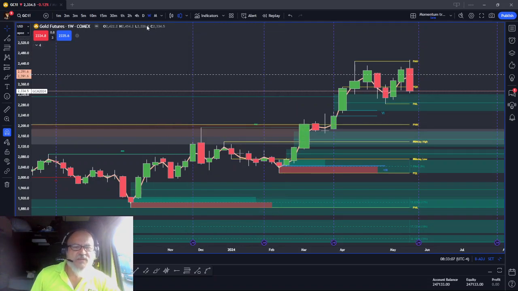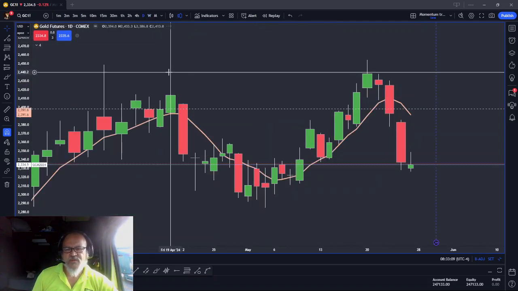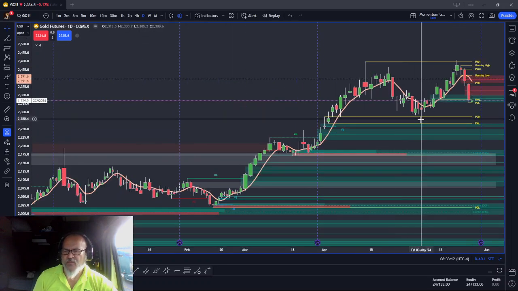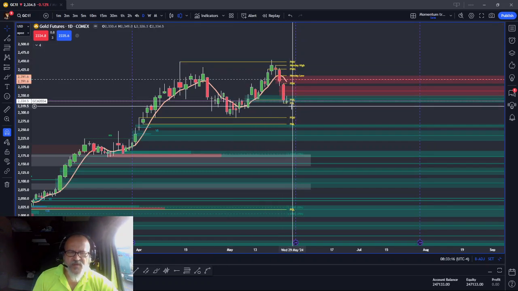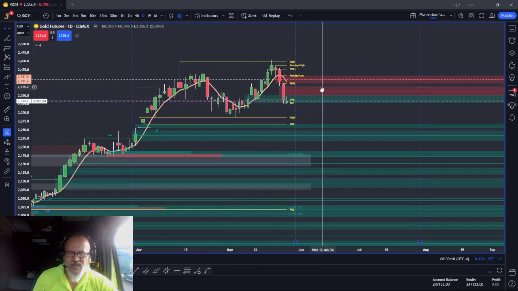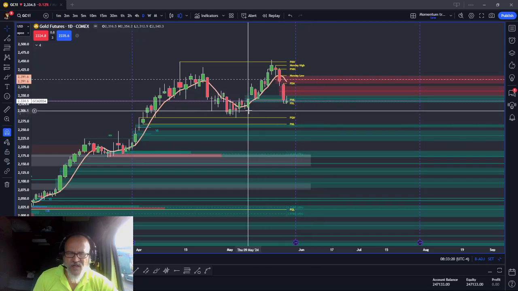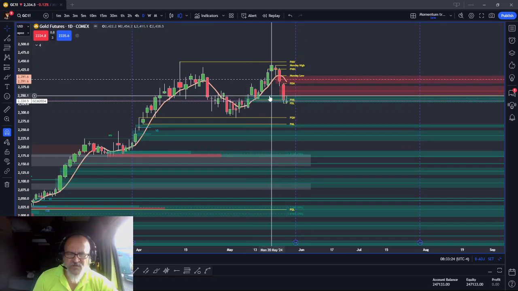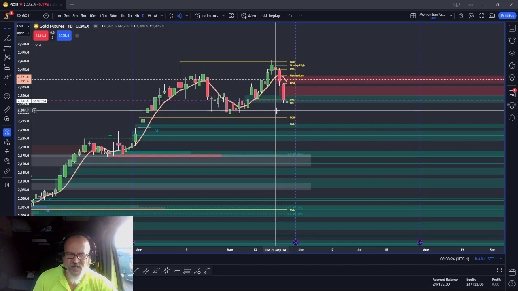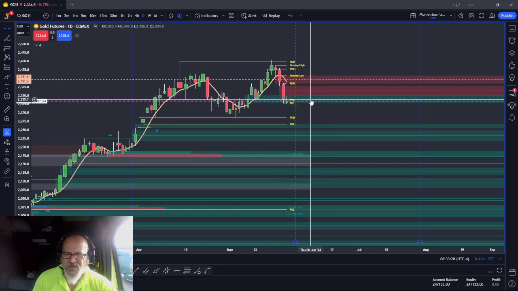For next week, the daily, definitely we swept the high. We've had displacement down. We've made our fair value gaps. I would not be surprised to see this one inverted, this fair value gap inverted on Tuesday.